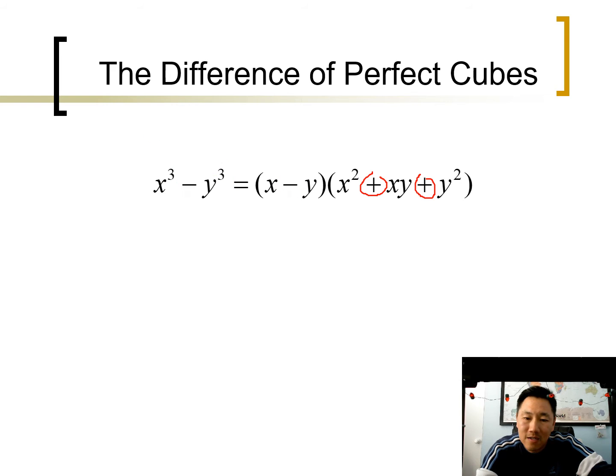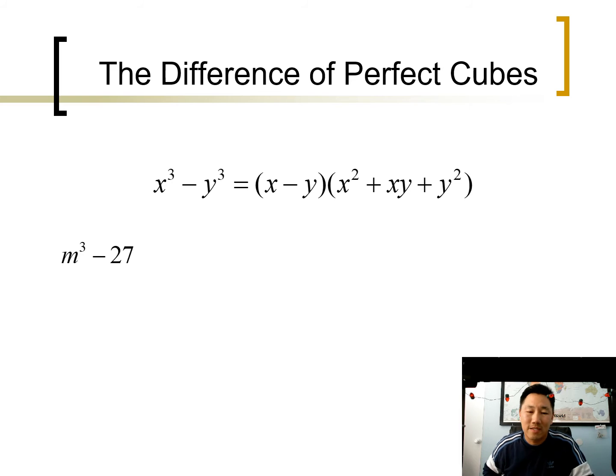All right. And then if you follow the pattern, it's just the x minus the y. And then it's the x squared. And then the x and the y together. And then the y squared. Okay? Let's try to translate that example to this problem.